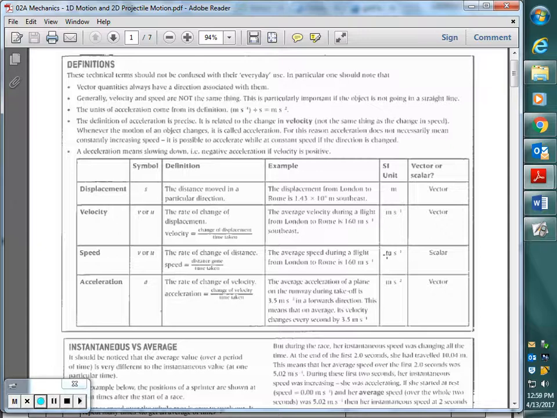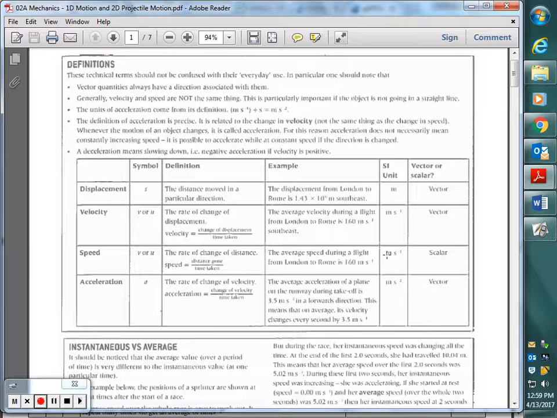Velocity, the rate of change of displacement. So how quickly is that displacement changing? Whenever we talk about rate, it's always over time, right? So like it says, change in displacement over the time taken for it. Speed is the rate of change of distance. Important thing for us to remember, speed and velocity are not the same thing. Speed's a scalar, velocity is a vector.